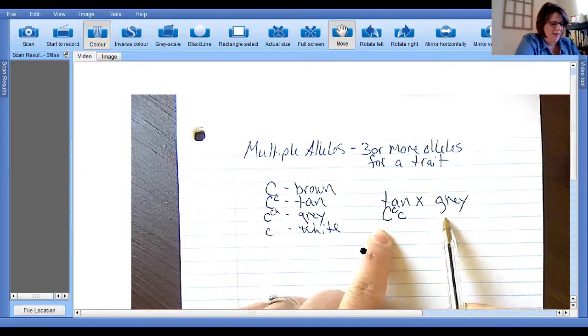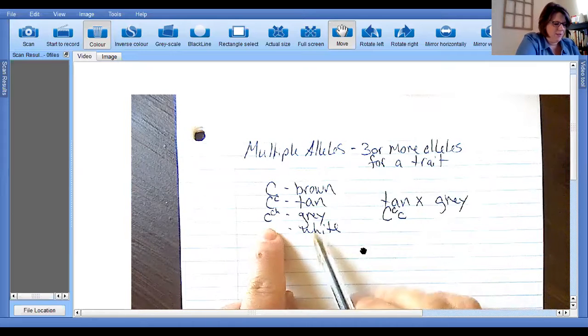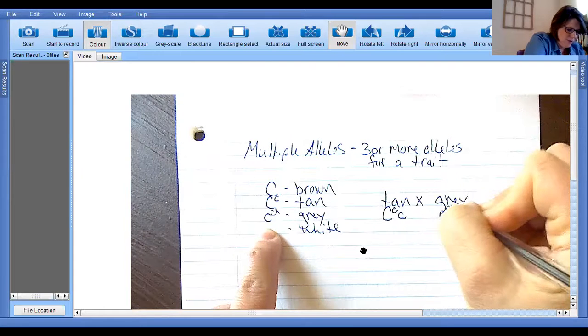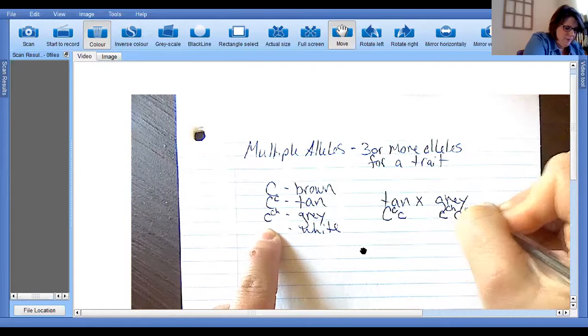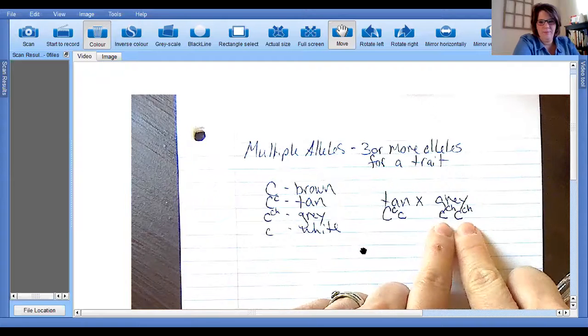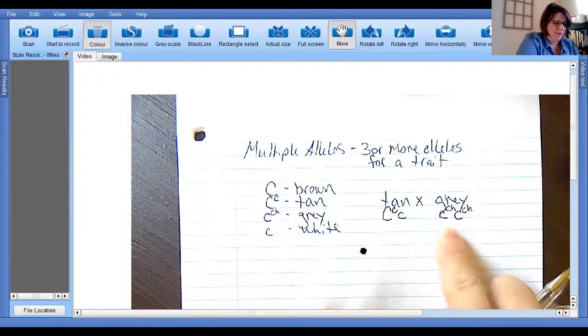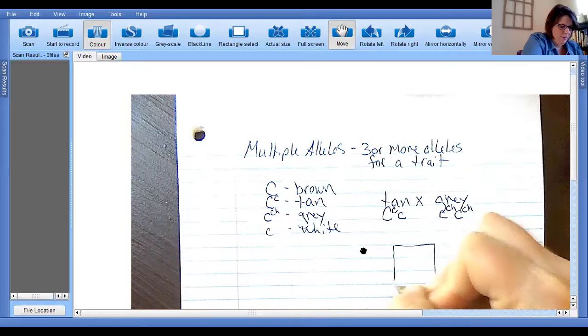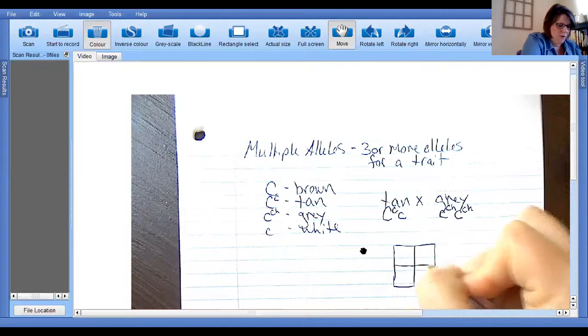Hopefully. All right. And then they're going to make a cross with this gray dude. And so he's C^chC^ch. We're going to say he's a purebred. He's completely gray, so he's got only that gene. So we've got a whole bunch of letters here. And so let's go ahead and make our Punnett square, make it a little bit bigger since I've got more letters to worry about there.